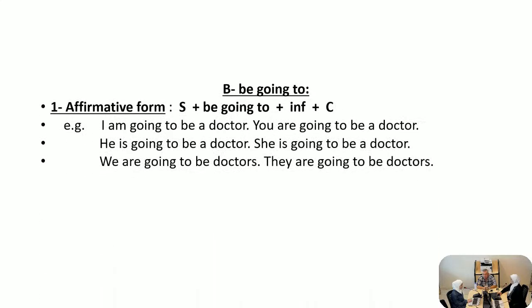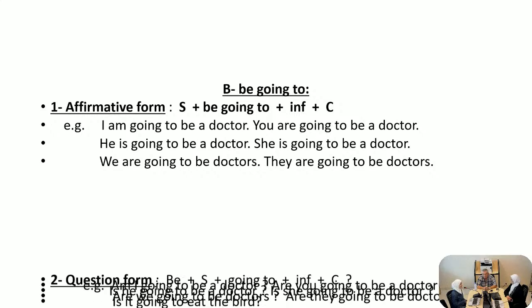Be going to, the same. We use the subject, be going to, with the infinitive and the complement. Here be differs according to the subject. I am going to be a doctor. You are going to be a doctor. He is going to be a doctor. She is going to be a doctor. We are going to be doctors. They are going to be doctors.